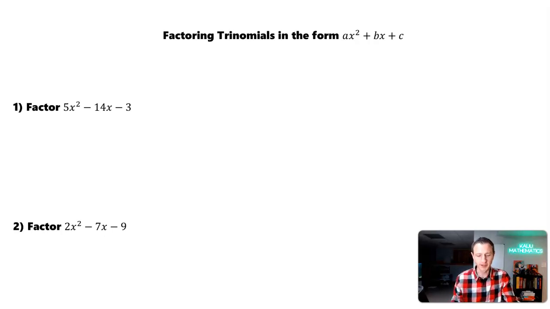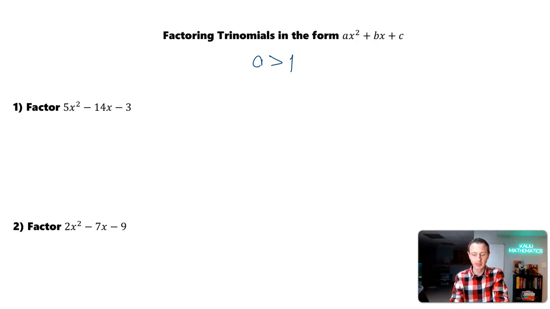Today we're going to be taking a look at factoring trinomials in the form of ax squared plus bx plus c, and specifically when a is greater than 1. So I have a separate video for when a is equal to 1, so it's just like a trinomial in the form of x squared plus something, something, something. But here it's going to be like 2x squared or 3x squared or something where that a value is not 1. And there's a lot of different ways that you can do this.